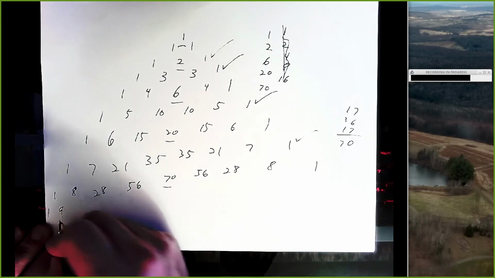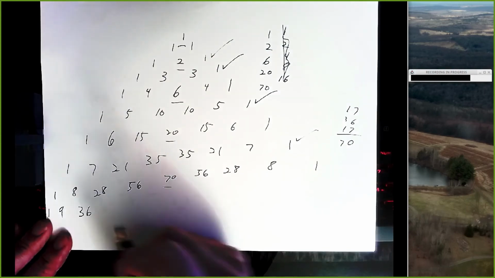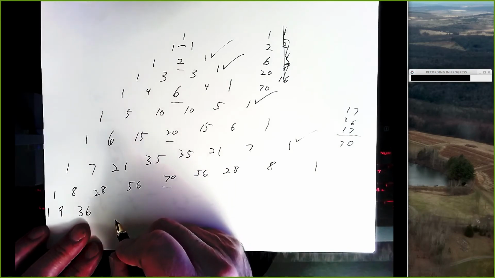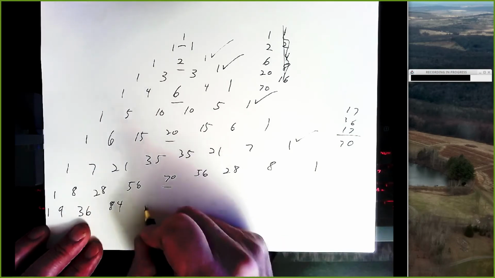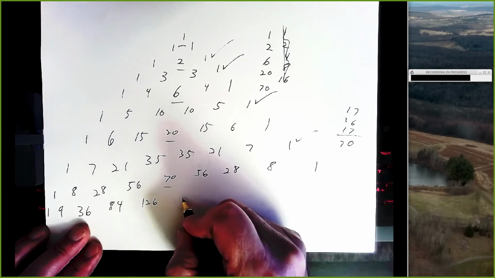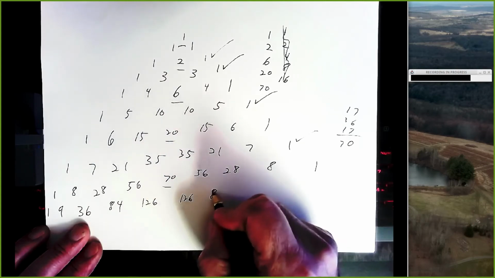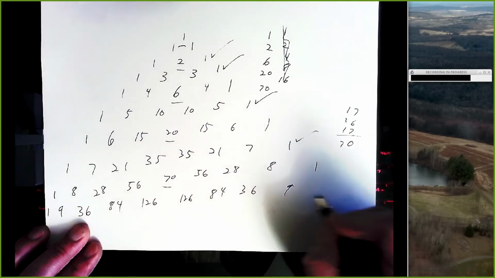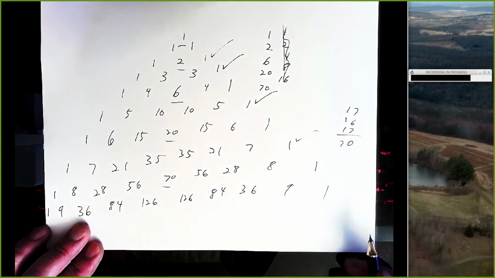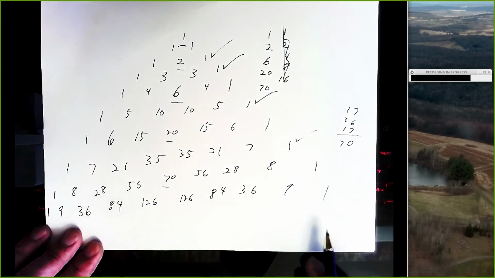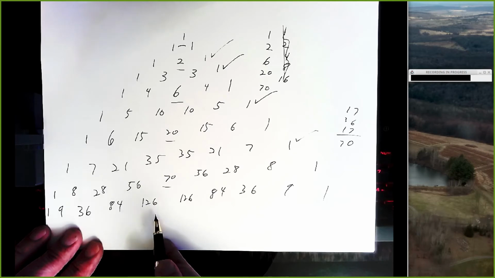Let me see if I can go one more. This will be embarrassing. I made it. Row 9, not all of these numbers are divisible by 9. 126 is not divisible by 9.